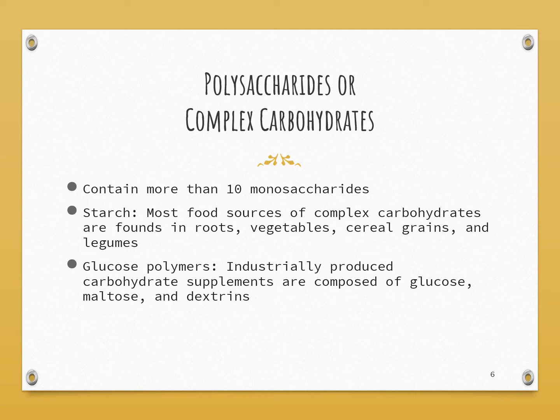And then glucose polymers are going to be made up of glucose, maltose, and dextrins. Dextrins are what's produced when your body begins to break down carbohydrates, the polysaccharides. They're kind of the intermediate stage. It's not a polysaccharide anymore, but it's not quite digestible yet. So if you cook some of your foods, then they'll produce dextrins, which are just those smaller molecules.